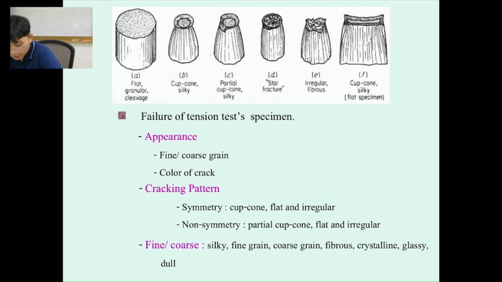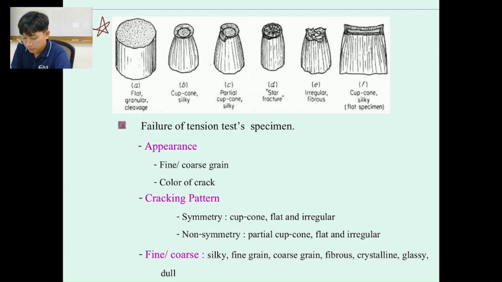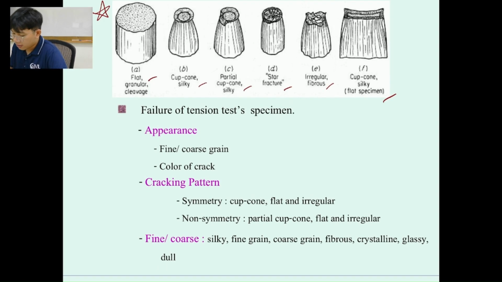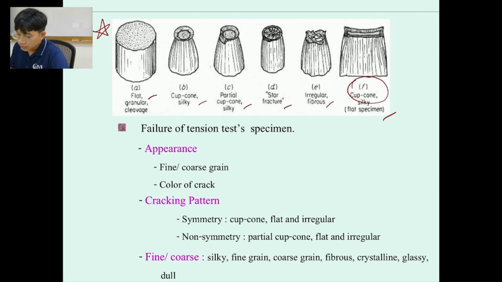Here are the failure types of the sample. When you write your report, you need to state what type of failure your material experienced. It can be flat, cup-cone, partial cup-cone, star fractures, or maybe irregular fibers. The last one is going to be cup-cone silky, but most of the time you're going to experience A to E, not F. So you can just write it down.